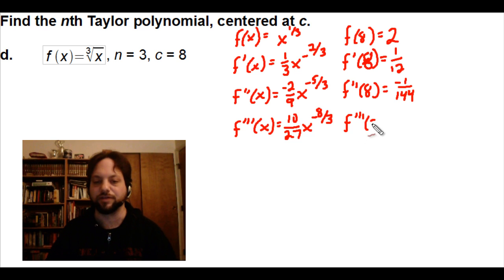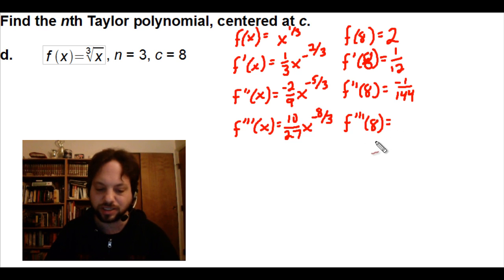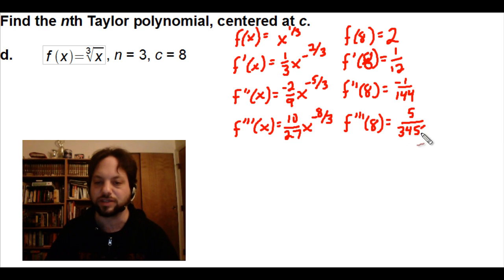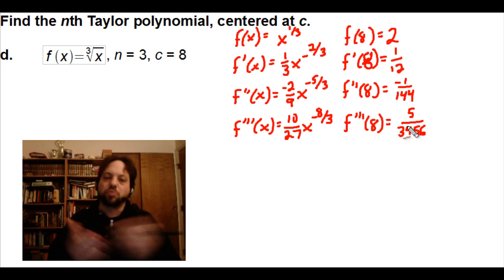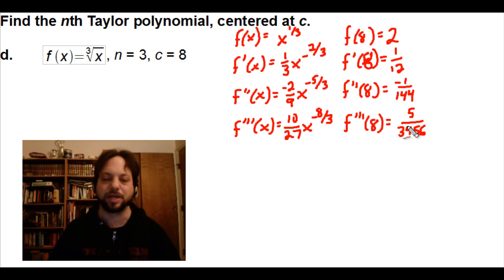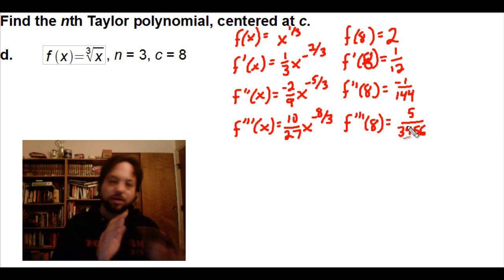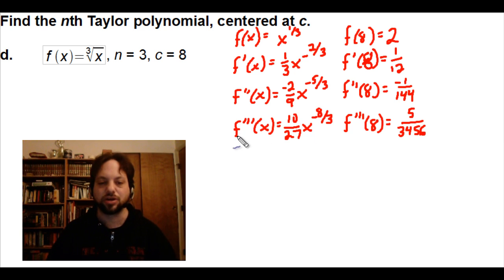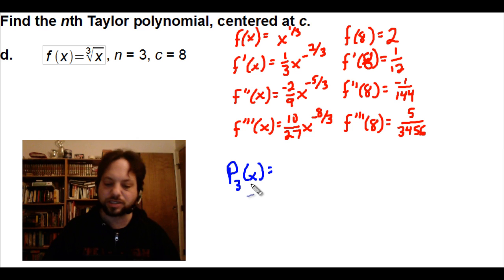Our third derivative evaluated at 8 tends to be even more fun. This is going to be 5 over 3,456, which, while the denominator is a pretty cool number, it's not a number that probably anybody would have guessed. So there you go. I'm going to skip all the factorials and all the writing out this and that, and I'm just going to go ahead and write our third degree Taylor series for this function. And it's going to look like this.